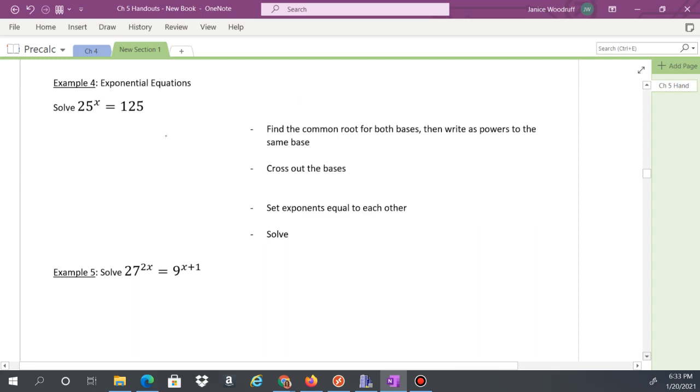So when you have a problem that has a variable in the exponent, if you can do this procedure, you will. If you can't, you're going to go to logarithms, which we'll do in the next section. Okay, so here, if you can find a common root for the bases, this is what you'll do. If there is no common root, then you do logarithms. So for here, 25 and 125 share a common root, which is 5. So we say, all right, 25, the square root of 25 is 5, and the cube root of 125 is 5.